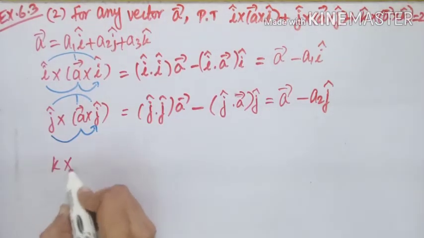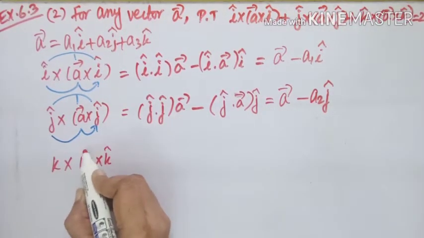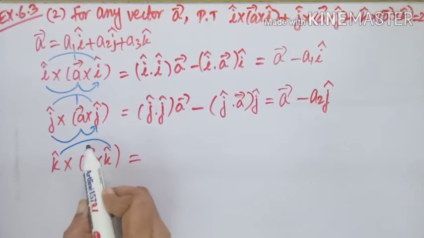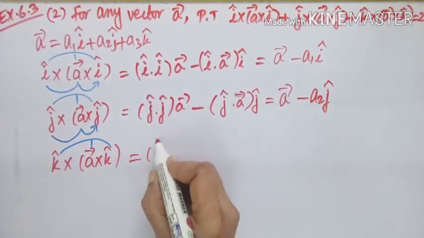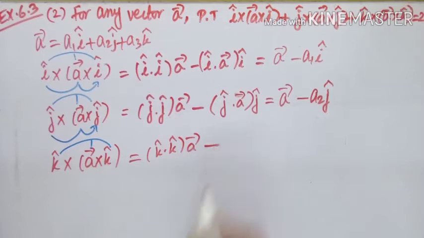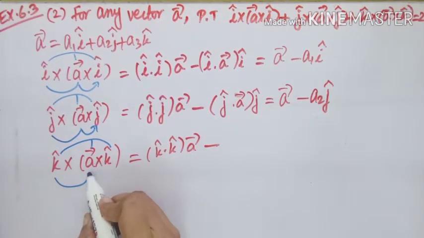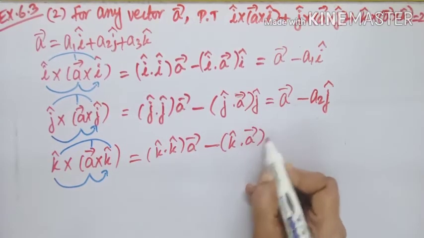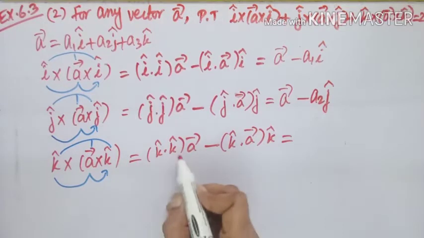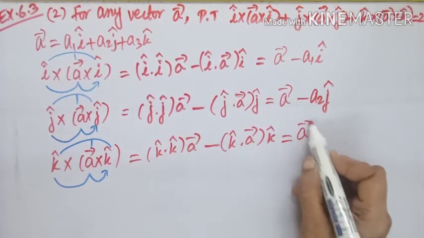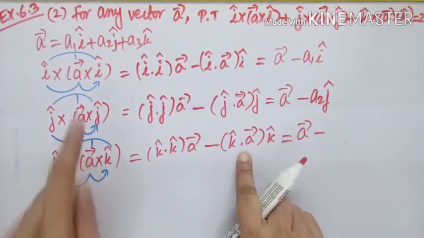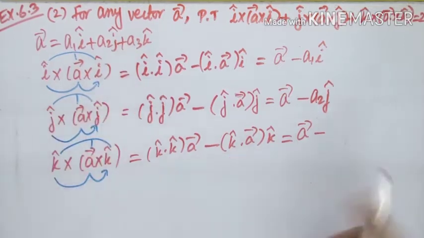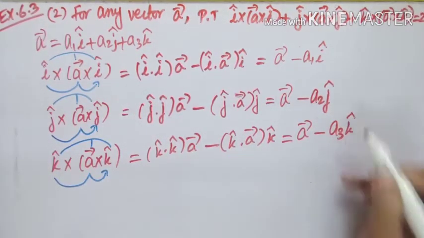Third one, K cross A cross K. Again, it is K dot K into A minus K dot A into K. K dot K is 1. 1 into A is A only. Minus K and A, when I go dot product means K and K. So what is K component? A3. So my answer is A3K.